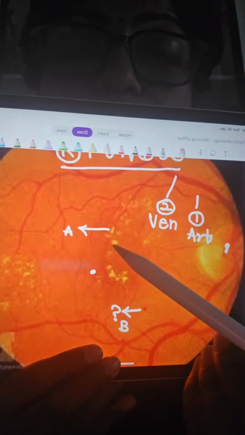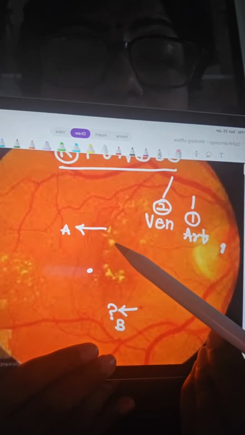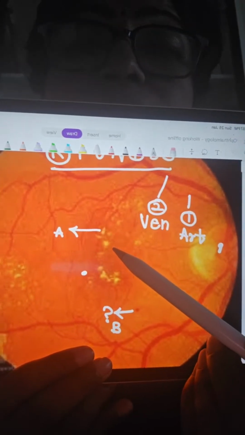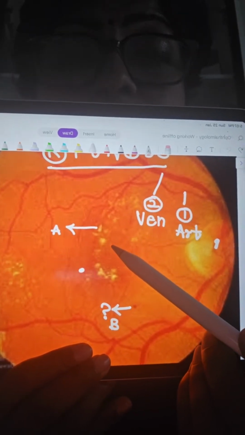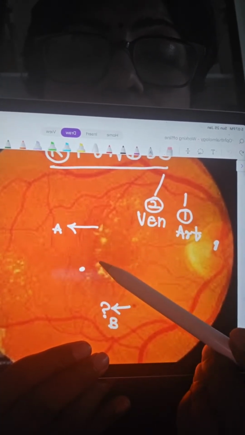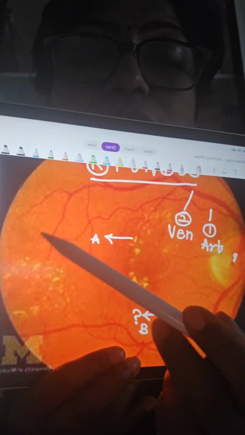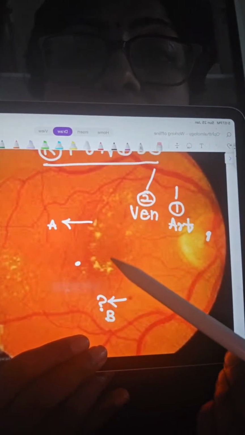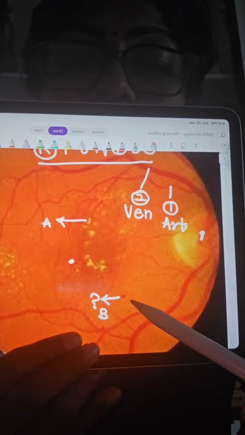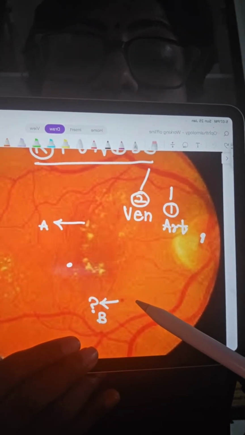And what are these yellow dots? These yellow dots are very well circumscribed, very well defined. Yes, these are hard exudates. What I marked as A, all these small yellow dots, are hard exudates. Now this one could be a microaneurysm or a dot blot hemorrhage, as Satyam said. The best way to differentiate it would be on a fundus fluorescein angiography.